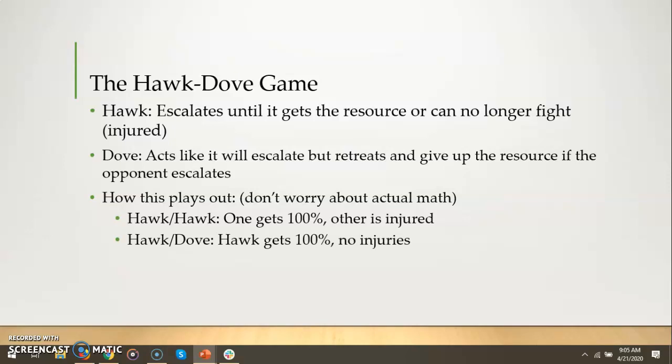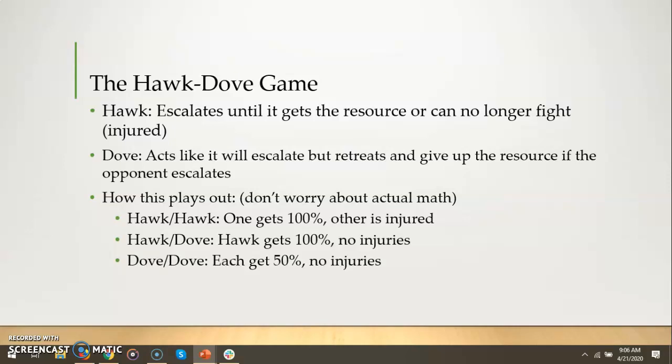With hawk and dove, the hawk threatens, the dove threatens, the hawk escalates, the dove gives up, the hawk gets everything, but the dove is not injured. So there is no cost other than the cost of losing whatever the resource is. There's no physical cost to that, as opposed to hawk-hawk, where basically they both fight until one is too injured to move on, and then the other gets everything.